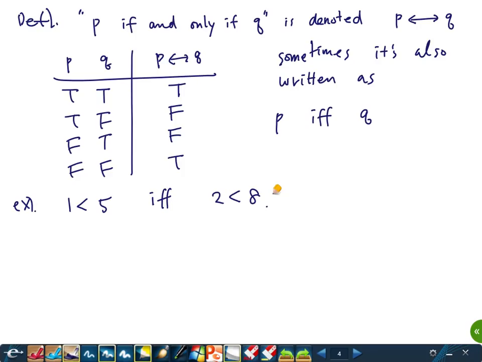True? Why? Right. This is true. Right? 1 is less than 5. This is true. True. True. Yeah, true. If and only if true, this is correct. This is true. True.